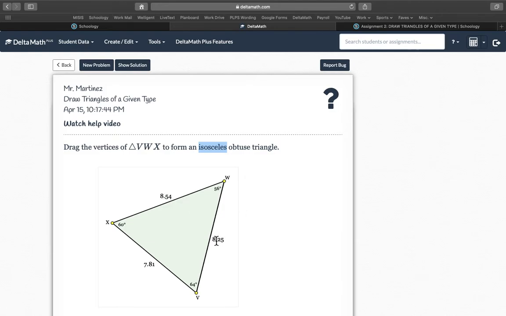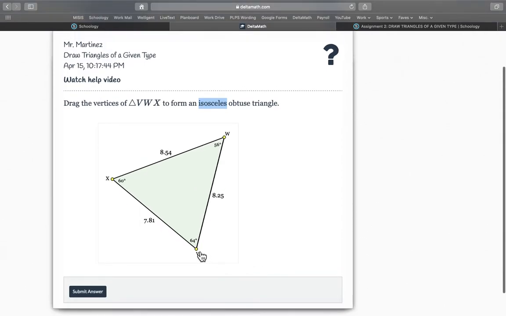No, 8.54, 8.25, 7.81. So what I'm going to do here is I'm going to try to make this 8.25 just like 8.54. So I'm going to drag this point here and make this longer. So it could be 8.54. So I'm going to drag it down a little bit and I'm going to go slow. Oh, there we go. Look at that. Barely moved it and it was 8.54.